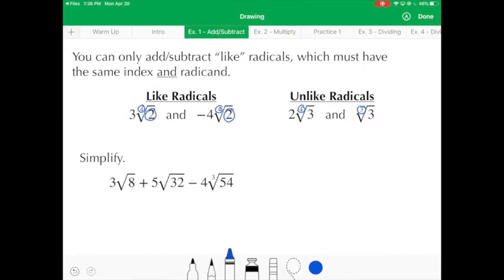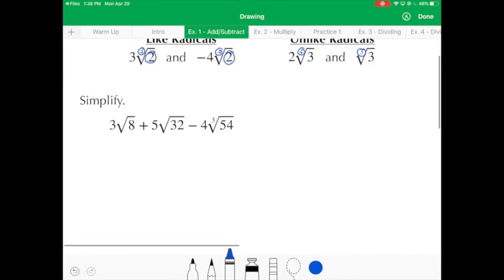All right, so let's get into this example. I would like to simplify this as much as possible. That includes combining any like radicals and making sure any radicals in my final answer are completely simplified. Okay, so notice as of right now, none of these radicals have the same radicand, but they can all be simplified slightly. So let's do some factor trees here.